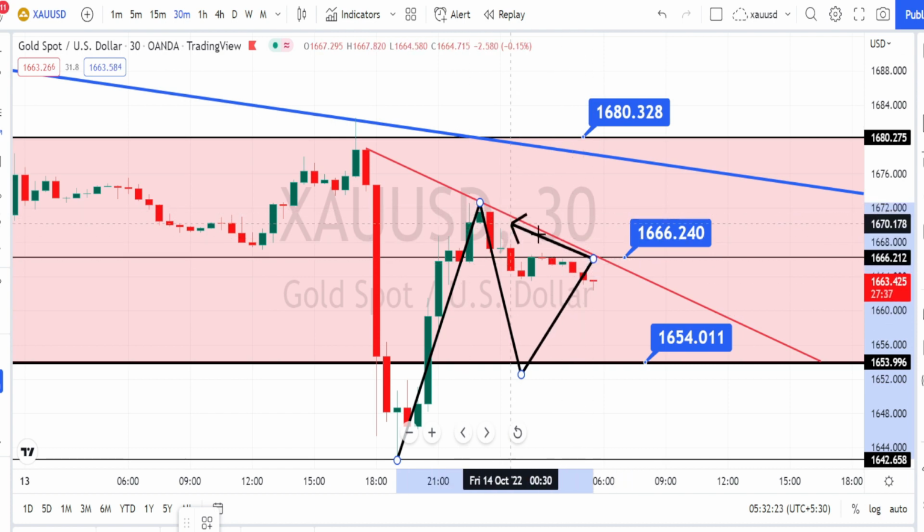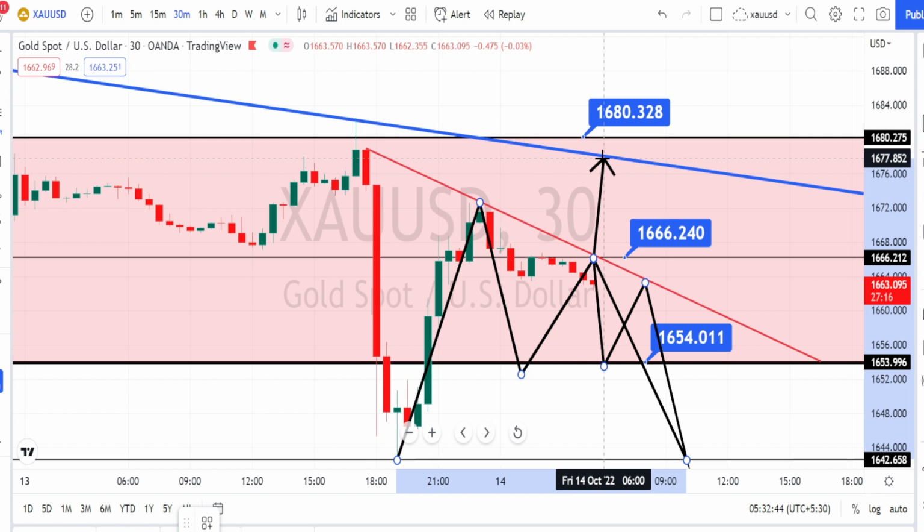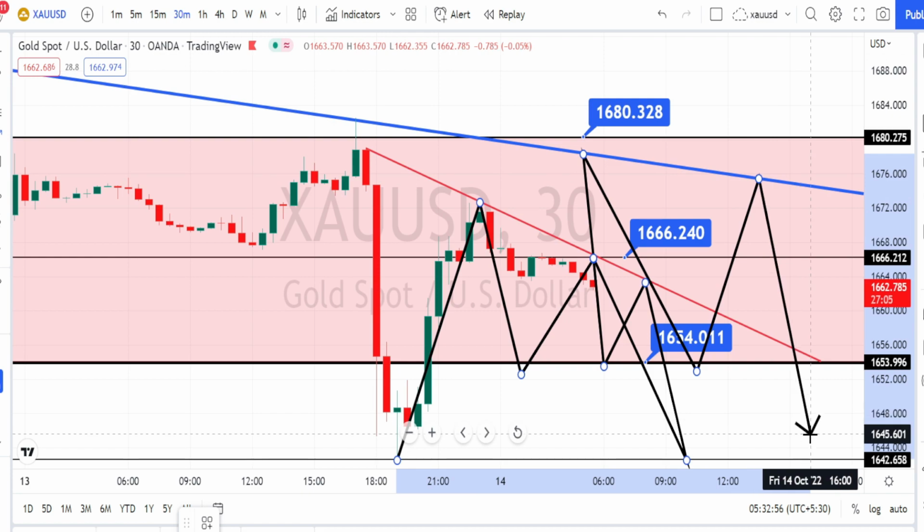So based on this resistance line, we are noticing the price action to be trending on a bearish trend for now. Wait for the price action to break this support line if you want to continue trading on the bearish side, or wait for the price action to break this resistance line in order to take trades on the bullish side retracement. And as long as the price action is trading below this 4 hours time frame resistance line, we can expect the bearish trend to continue in 30 minutes time frame also.